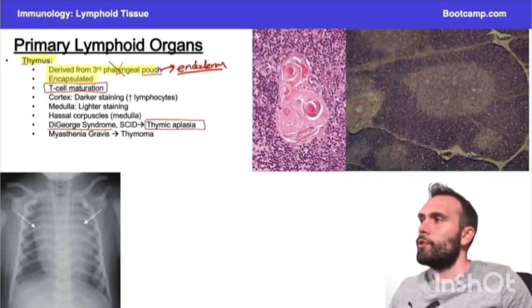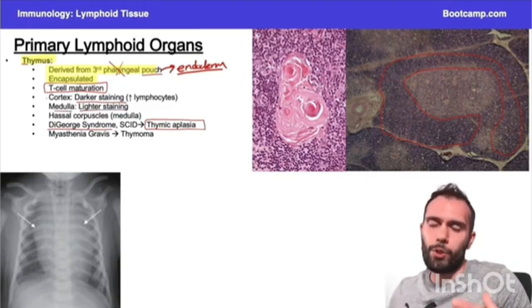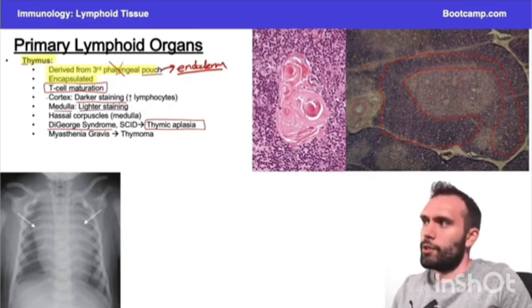In general, remember the cortex is going to be darker staining. So we're going to have a higher concentration of lymphocytes out here. So this whole area out here, this is going to be your thymic cortex. And then in the center, you're going to have the medulla, which is going to be lighter staining. In general, the cortex is going to be more superficial. For these lymphoid organs, the medulla is going to be deeper.